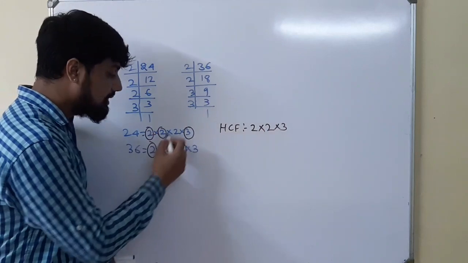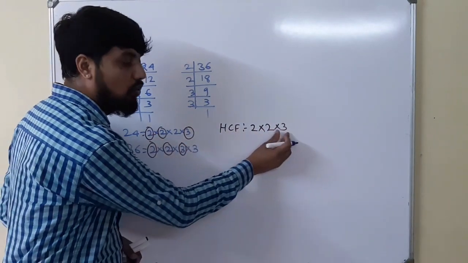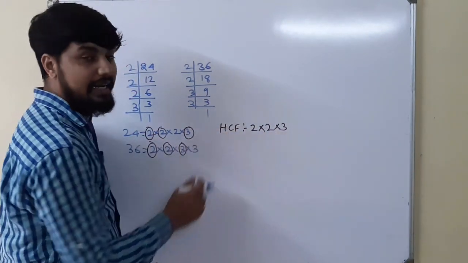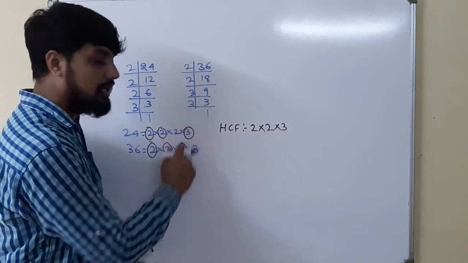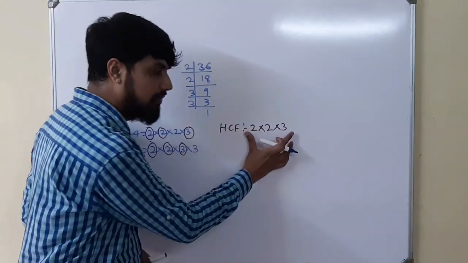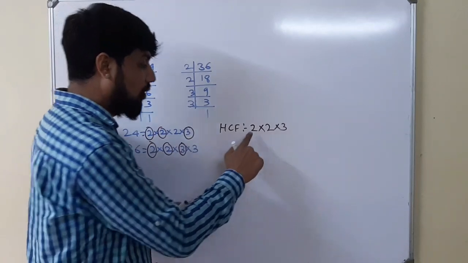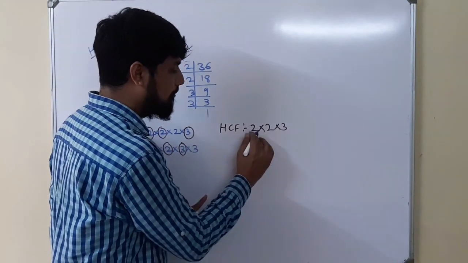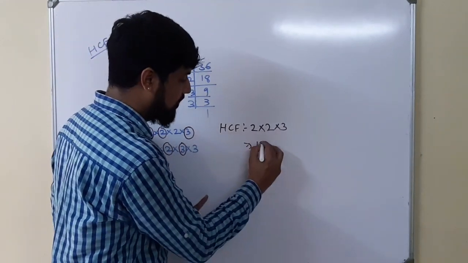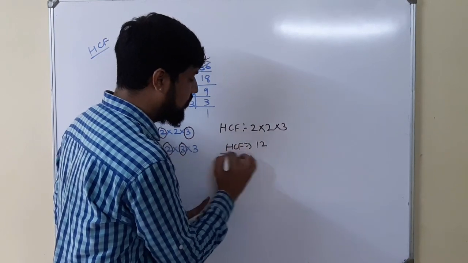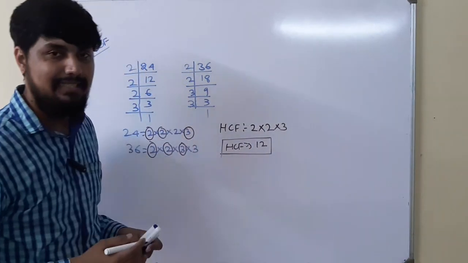Now whichever numbers are common, we write those numbers once only. For finding the HCF, whichever numbers are common, we write that common number once only. Once we write the numbers, we multiply them. 2 2s are 4, 4 3s are 12. So the HCF of 24 and 36 is 12.